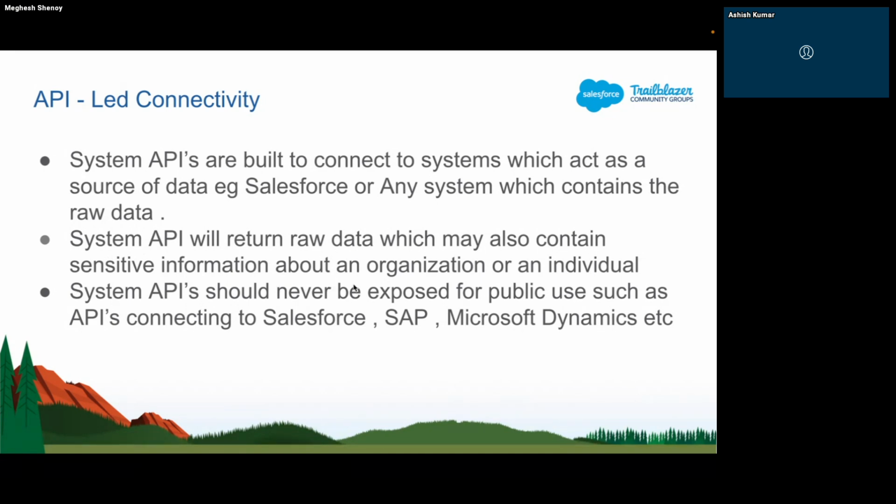Then system APIs should never be exposed for public use, such as APIs connecting to Salesforce, SAP, Microsoft Dynamics, etc. You don't want a company's data to be public, because it would also hinder their operations, or it can give an edge to the competitors.